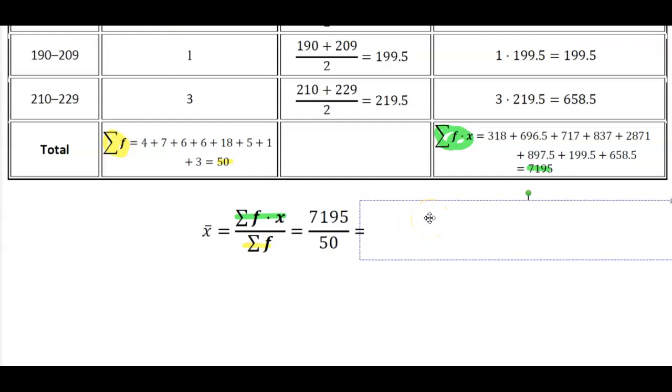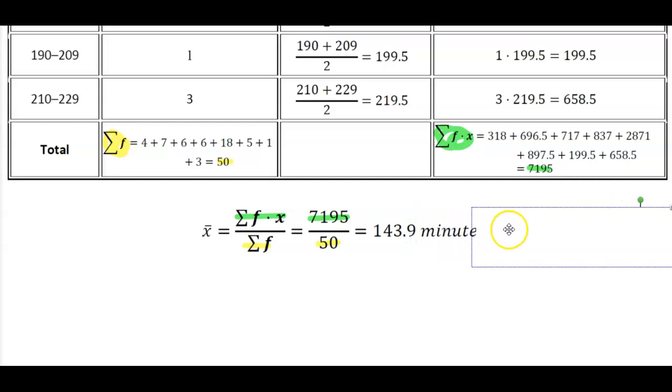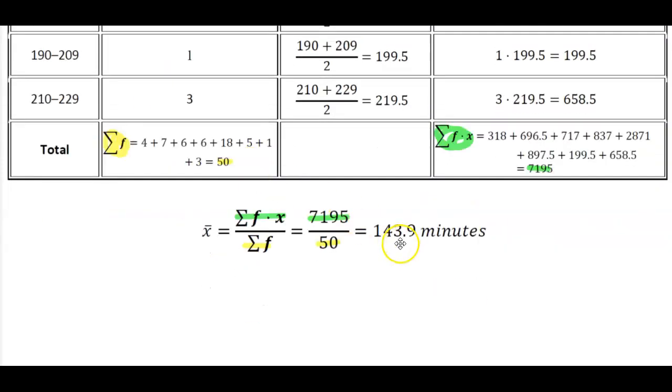We know that the sum of the frequency times the midpoint is 7,195. We know the sum of the frequencies is 50. So when we divide that, we get 143.9, and that's minutes. You don't want to forget the units associated with the problem. Therefore, the sample mean of this frequency distribution is 143.9 minutes.